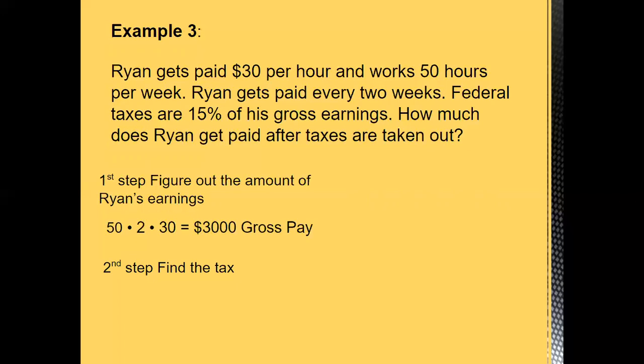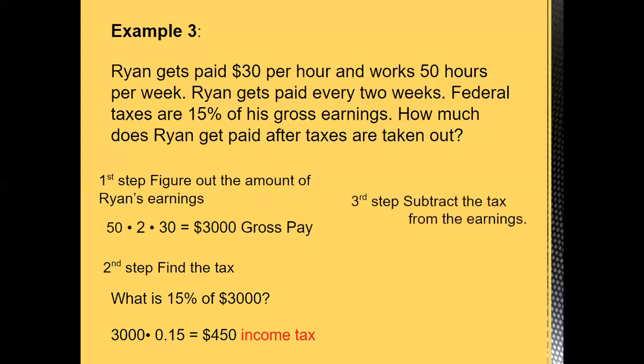So again, let's convert that 15% into a decimal. 15% as a decimal becomes 0.15. And then I'm going to do 0.15 times 3,000. That's going to give me $450 in income tax. So that 450 is the amount of income tax that Ryan is going to pay. But again, not the answer to the question, because the question says, how much does Ryan get paid after taxes are taken out? So I have to do an additional step.